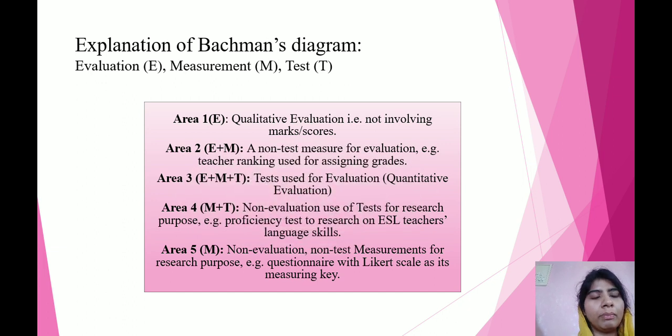Area 1, if you remember, which denoted only evaluation, actually means qualitative evaluation, where no marks or score is involved, because test is not there, measurement is not there. So that's qualitative evaluation, done to see whether the learning objective has been achieved or not. Area 2 is evaluation and measurement, no test. A non-test measure of evaluation. How does this happen without test?